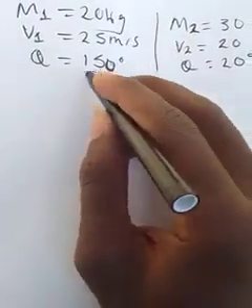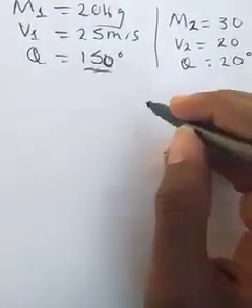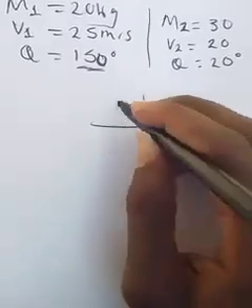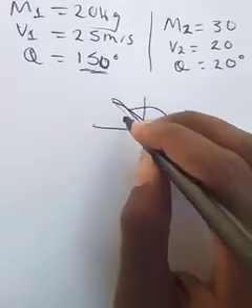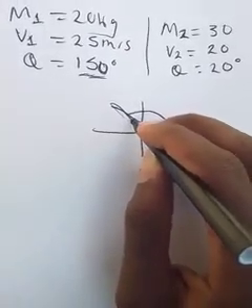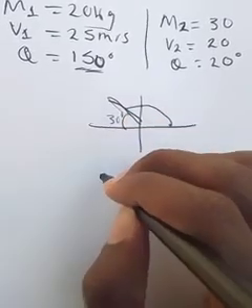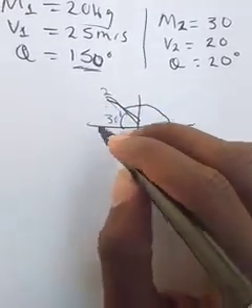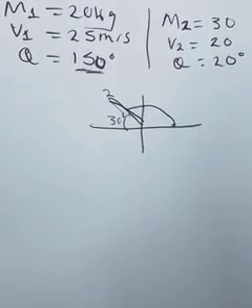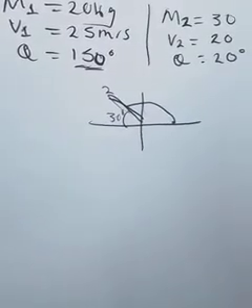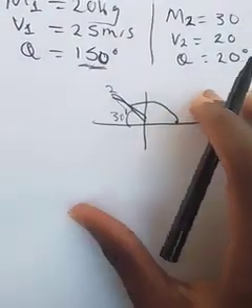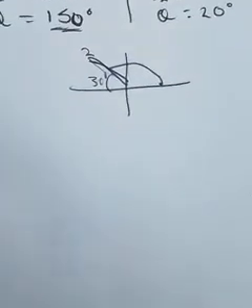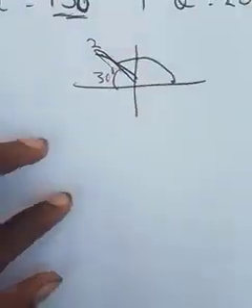Now this one here, 150 degrees. They have said from the positive x-axis, meaning from here, 150 degrees is going to be in this quadrant, the second quadrant. Just take note of this one. I'm going to get back to it. So let's find the components.